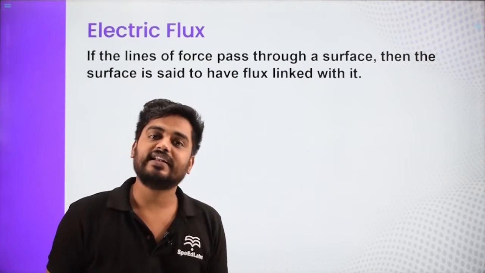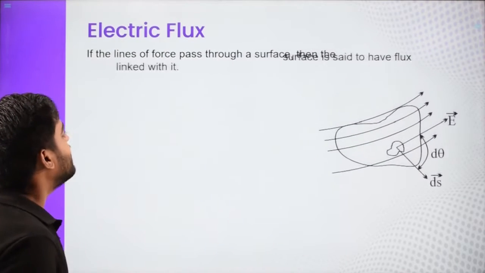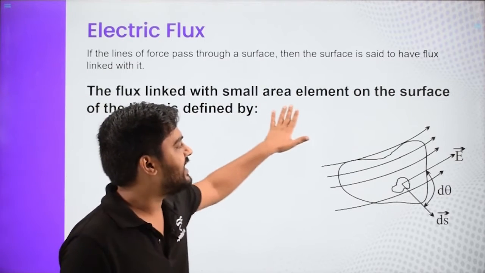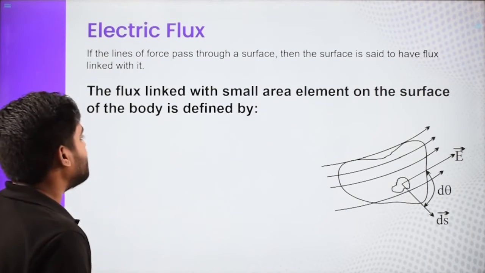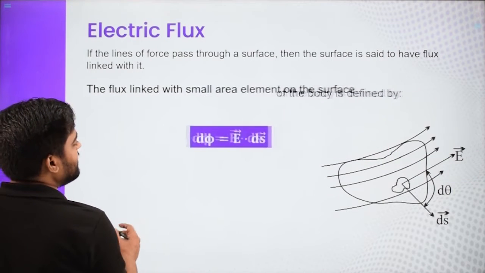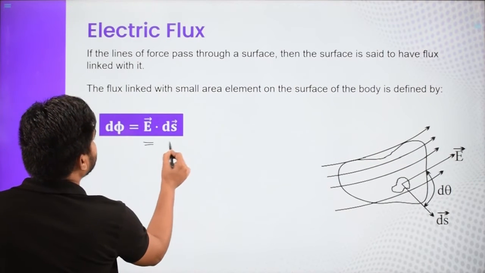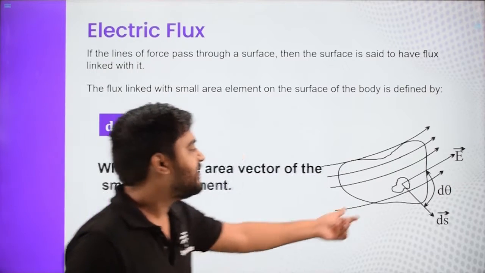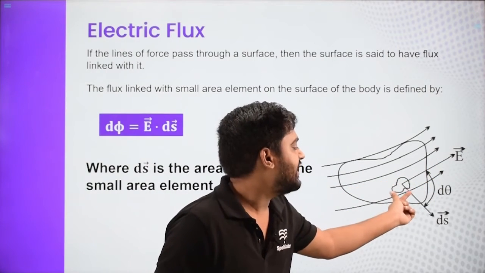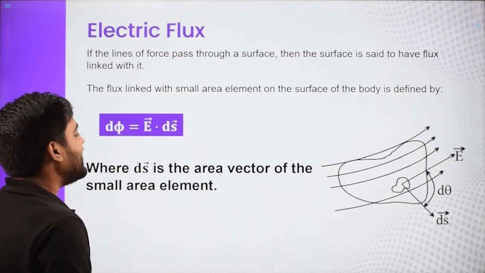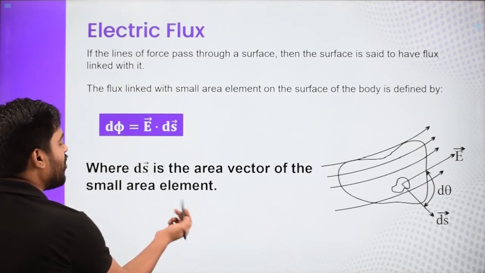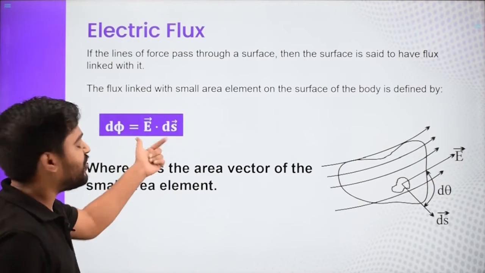How do we define electric flux? We say that the flux linked with a small area element on the surface of the body is defined by this mathematical expression: E dot dS. What is E over here? E is nothing but the electric field at that elementary area. And what about the dS vector? The dS vector is the area vector of the small area element, and the flux is the dot product of these two.